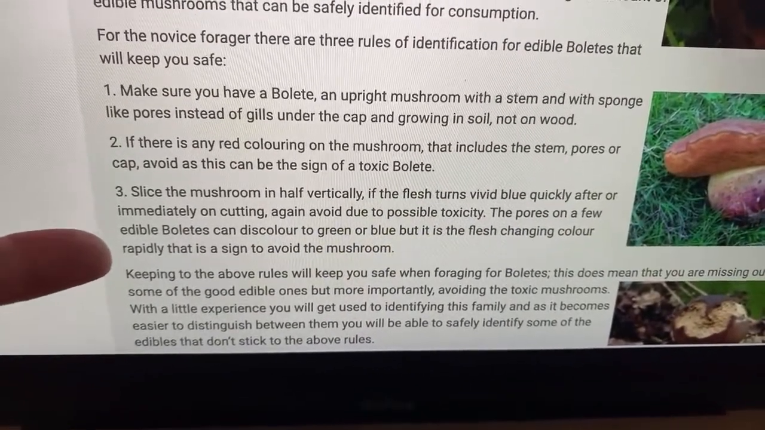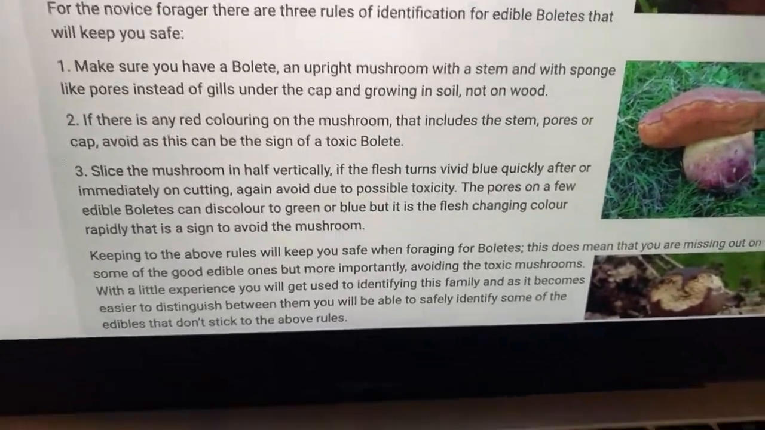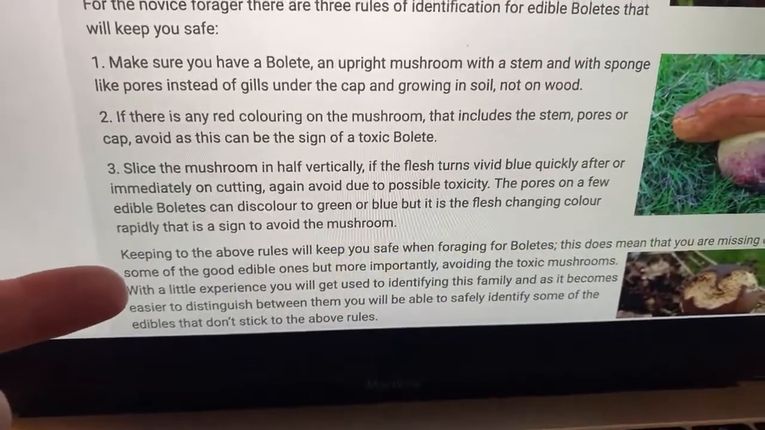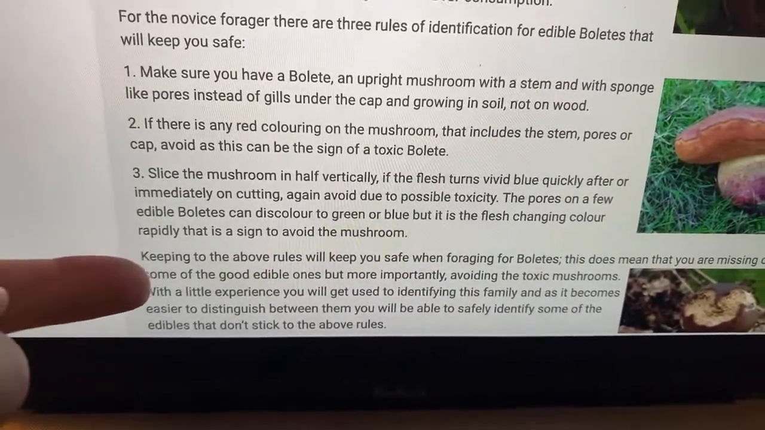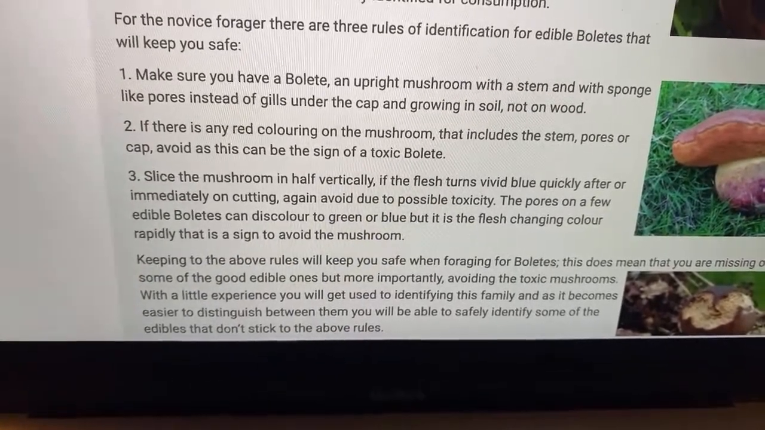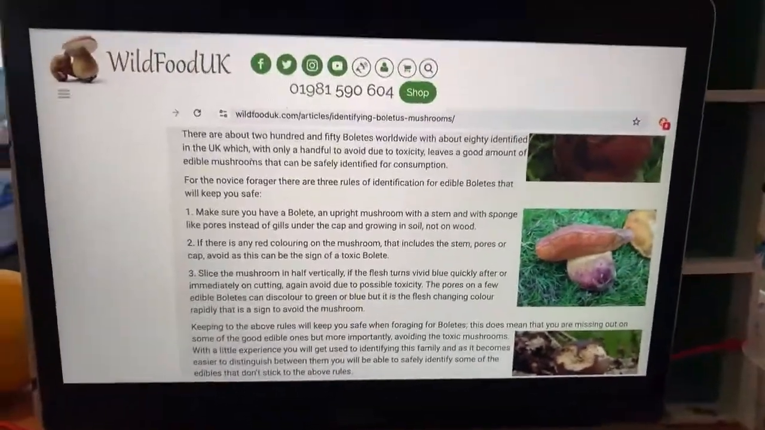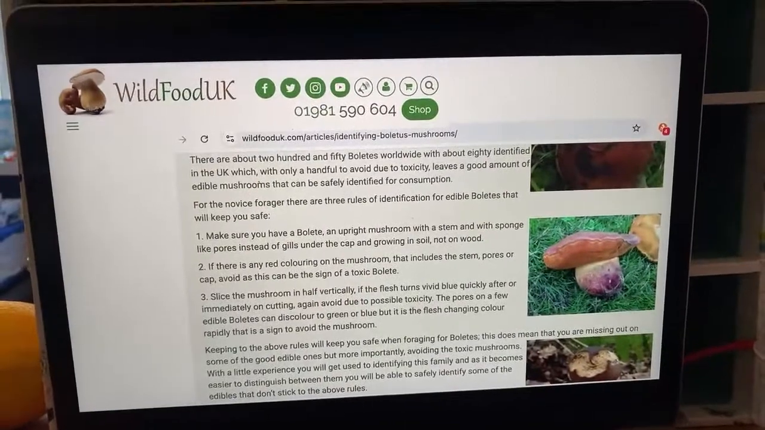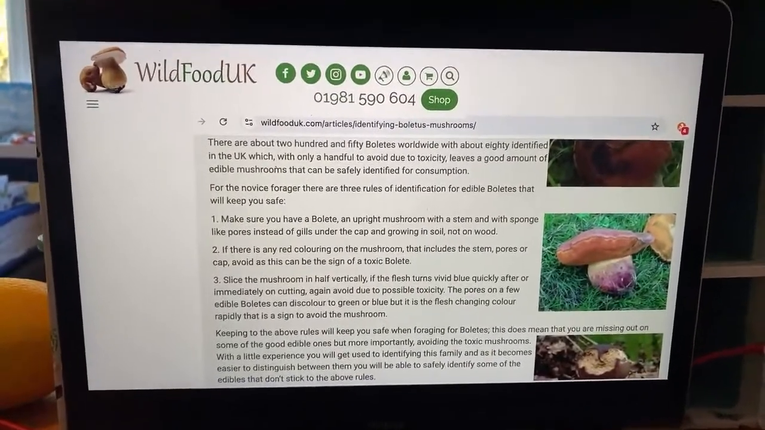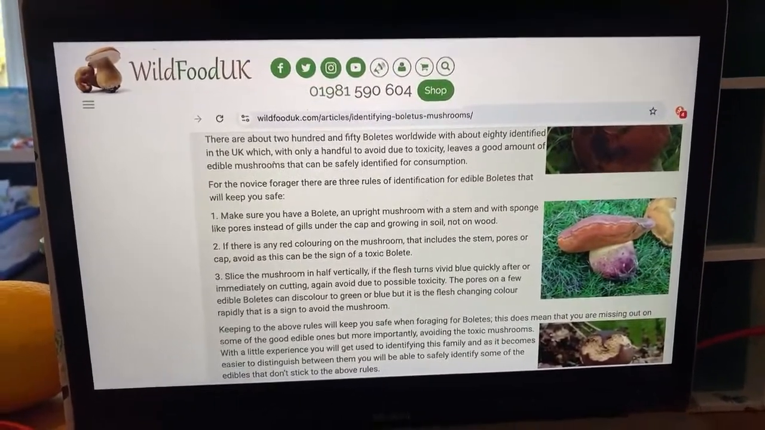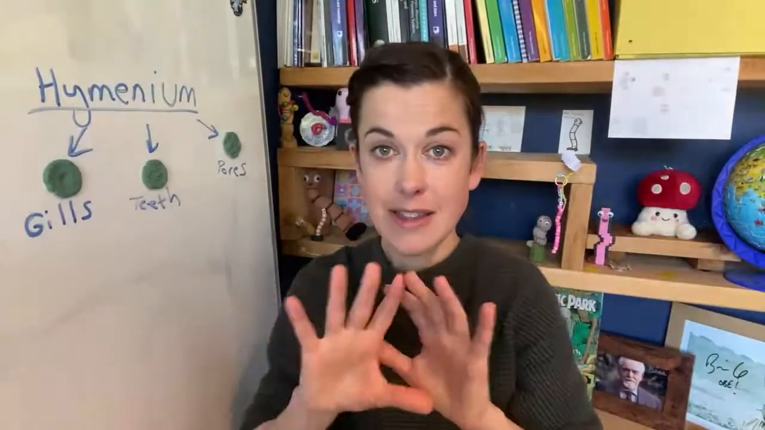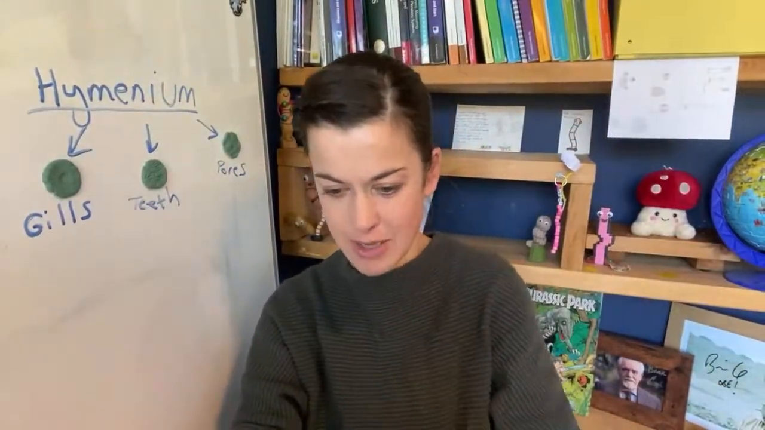Some of them do change colour, but change colour more slowly. And I think this is really good advice. They say, if you follow those rules, yes, you will miss out on some mushrooms that you can eat, but you will avoid the toxic ones. So yeah, that's the boletes. Don't eat boletes because of what I said.